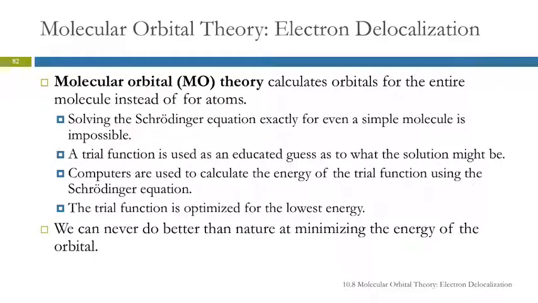So that's easier said than done. The Schrödinger equation, even for a simple molecule, is impossible to solve. And so they have to do kind of a trial and error iteration method where they make a trial function and stick that in and then tweak it. It uses very powerful computers to calculate all of this and optimize for the lowest energy. And of course, this is us trying to figure out what nature is doing. Nature's always better at minimizing the energy of an orbital.